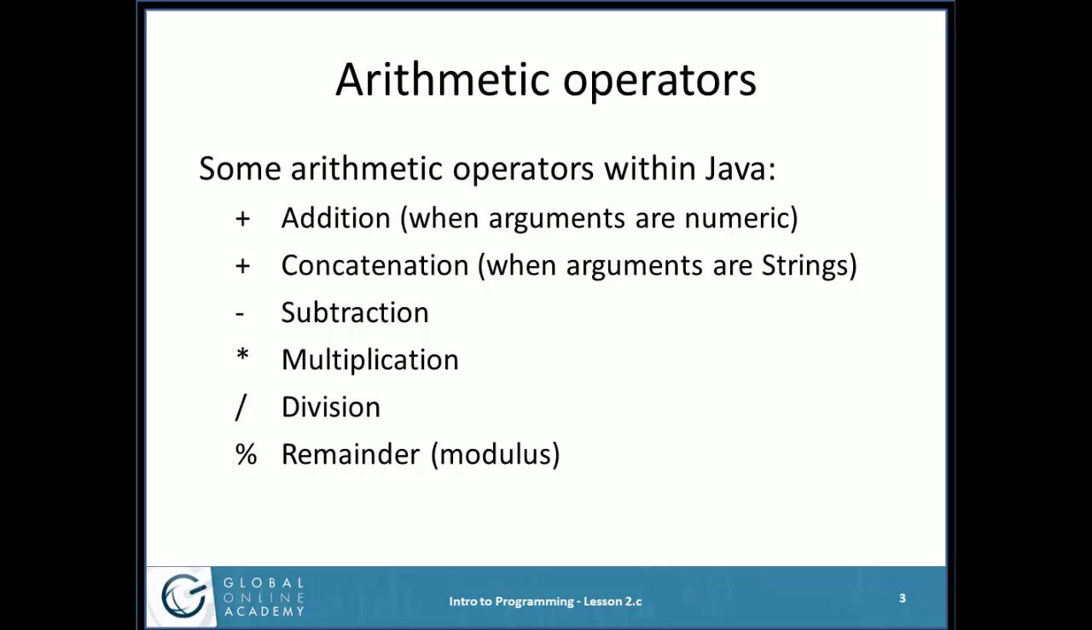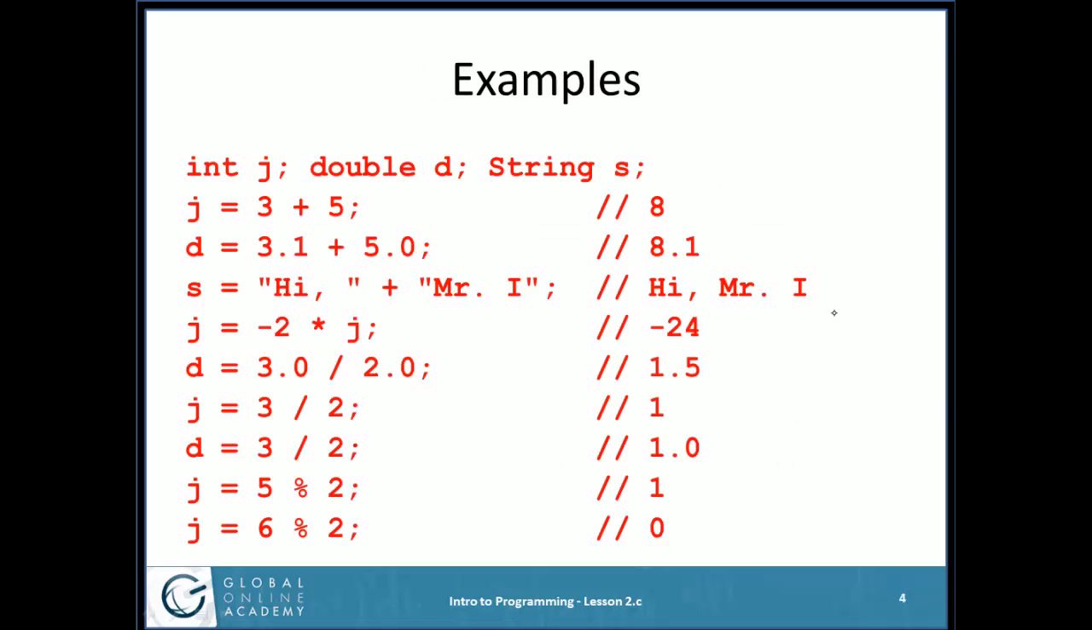The percent sign is an operator within Java that means remainder, or for those of you that have heard this term in a math class, modulus. It's what's left over when you divide by a particular number. We'll see some examples of all of these on the next page.